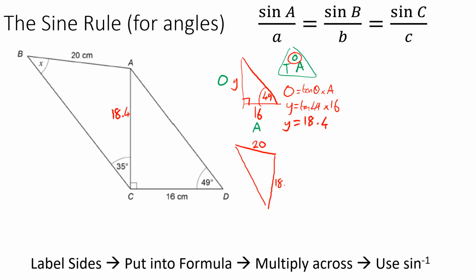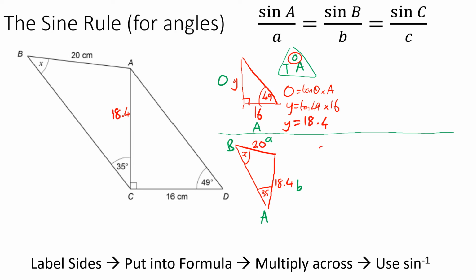Okay, so we can now consider the other triangle, which has got a length of 20, a length of 18.4, an angle of 35, and an angle of x that we're trying to find. And now we can use the sine rule. So label them up. We'll call this side A and angle A, side B and angle B. Let's maybe draw a little dividing line in. Put them into the formula.